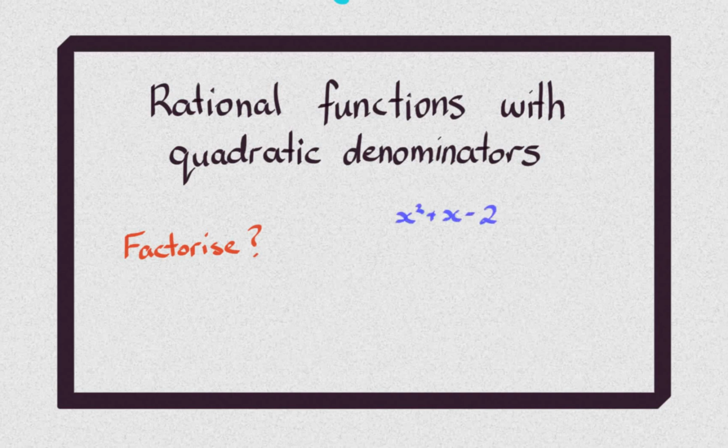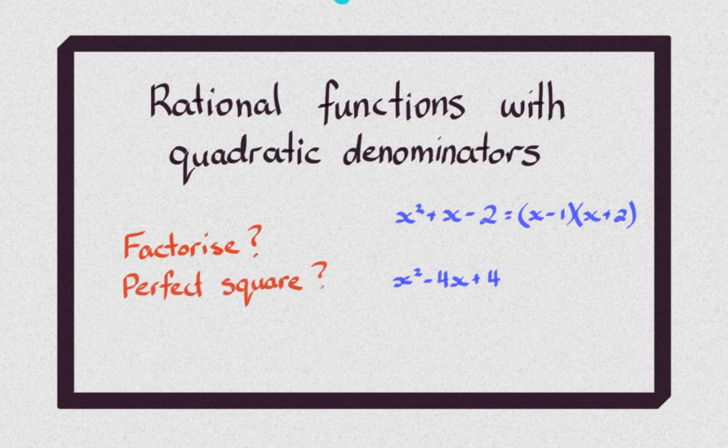So if we see a quadratic that looks like this, we know that we can factorize this expression into x minus 1 times x plus 2. However, when we factorize a quadratic like this, this will be more of a focus in our next video. What about if we have a quadratic that looks like this? Is that a perfect square? Yes, it is. Hopefully we can recognize perfect squares when we see them. So in this case, we get x minus 2 all squared. And this is something that we will be focusing on in this video.